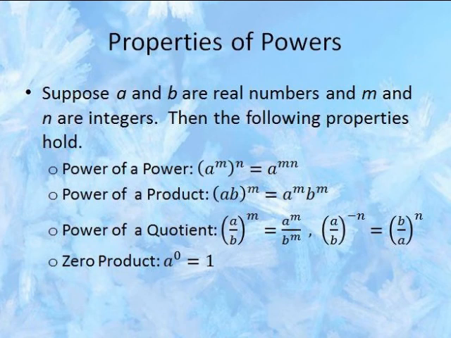So you can do it when you're multiplying and dividing, so that's here. And then the zero power, anything to the zero power is 1. Doesn't matter what it is or how many things there are, anything to the zero power is 1.